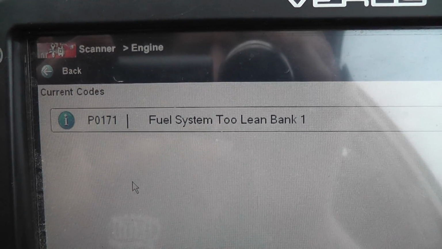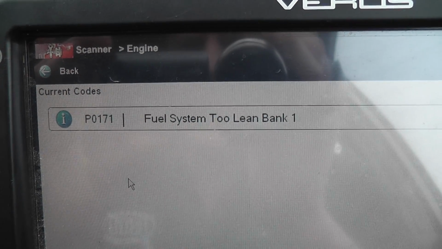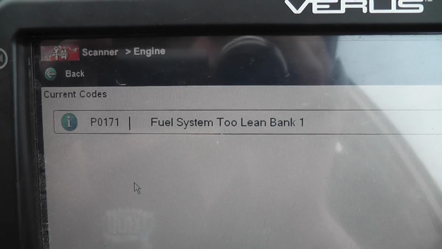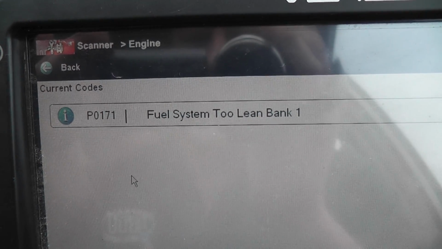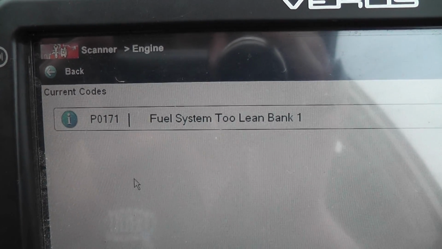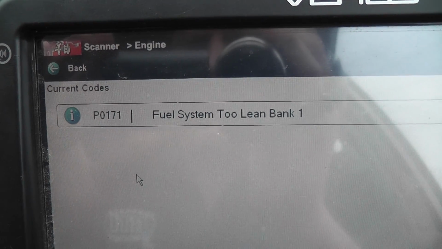2000 Toyota Corolla with a P0171, fuel system 2 lean, bank 1, trouble code. And we're going to walk through a procedure on identifying the type of lean condition that we have, starting with looking at our short-term and long-term fuel trim.